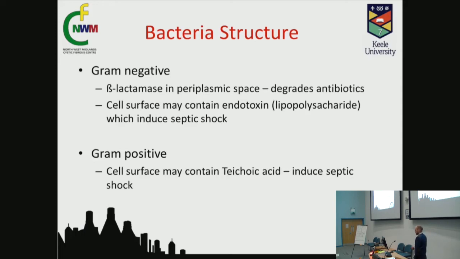Gram-positives tend not to produce beta-lactamase. The surface of gram-negative bacteria may also contain other compounds, and an important one is lipopolysaccharide, which is an endotoxin which can induce septic shock. So the septic shock that you may associate with gram-negative bacteria is related to the lipopolysaccharide on the cell surface. Gram-positive bacteria can also induce septic shock, but that tends to be due to the teichoic acid that they have on the cell surface.